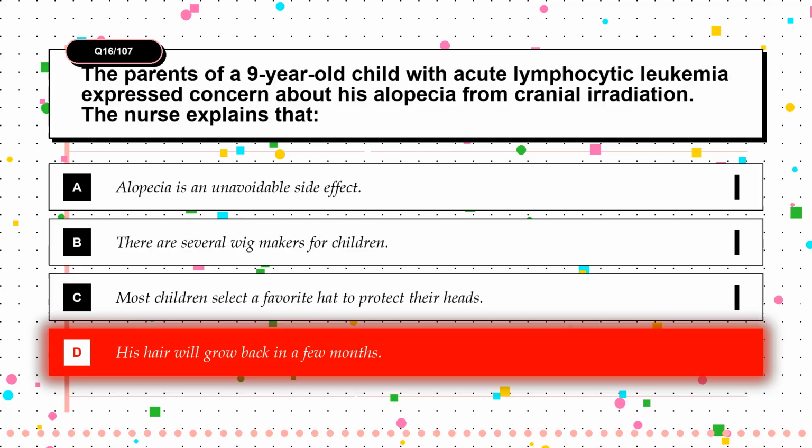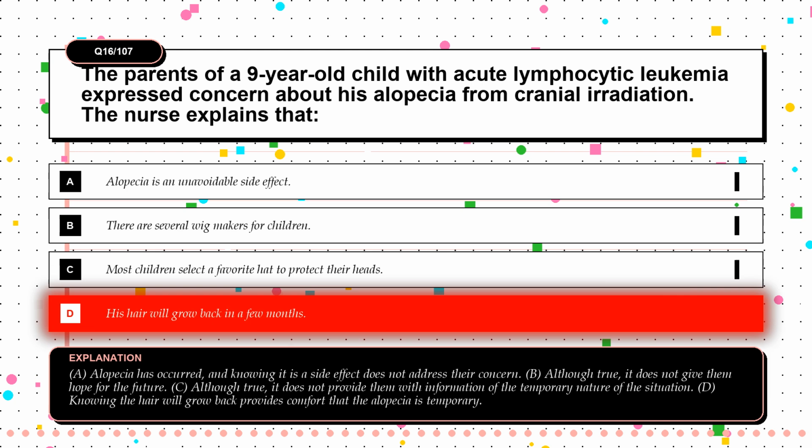The correct answer is option D. His hair will grow back in a few months. A. Alopecia has occurred, and knowing it is a side effect does not address their concern. B. Although true, it does not give them hope for the future. C. Although true, it does not provide them with information of the temporary nature of the situation. D. Knowing the hair will grow back provides comfort that the alopecia is temporary.